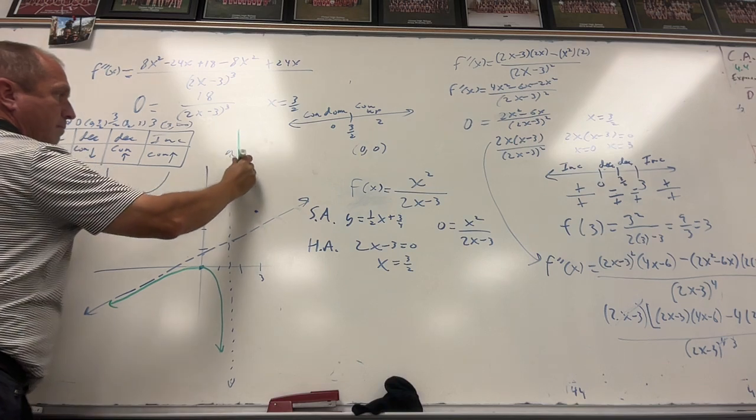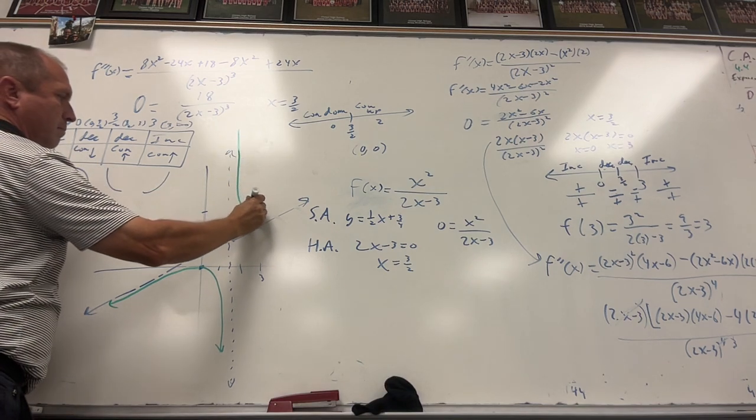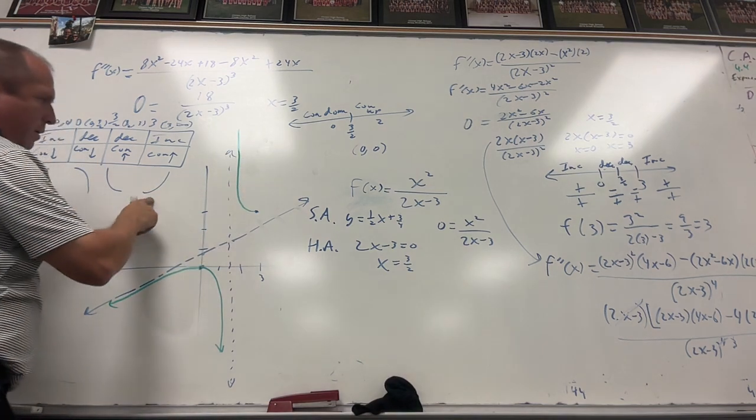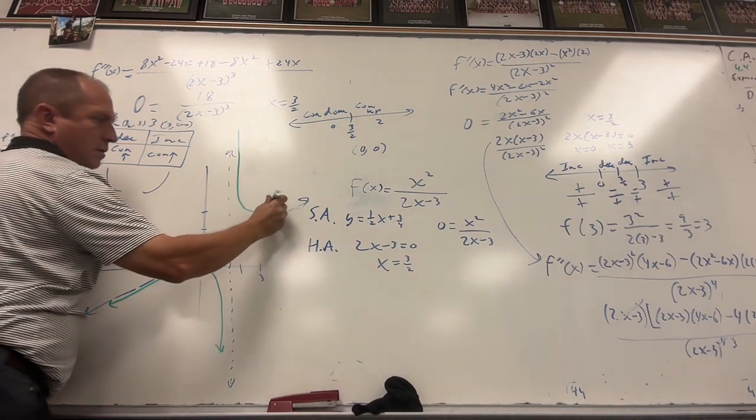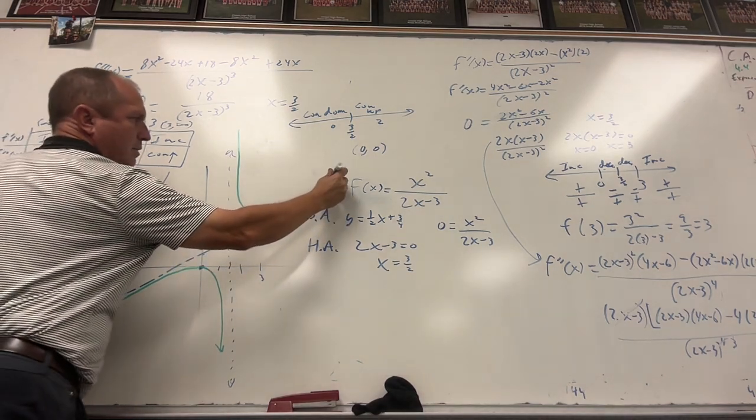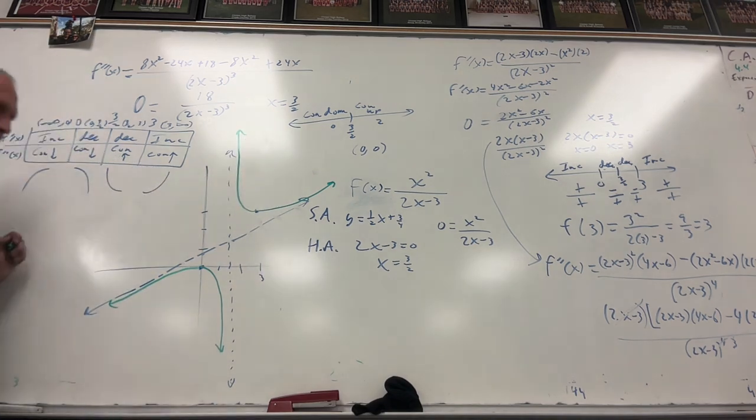And then once we hit here, we start increasing and concave up, but we've got an asymptote here, so again, it's not going to be anything super drastic. It's going to look like that. Are we good with this?